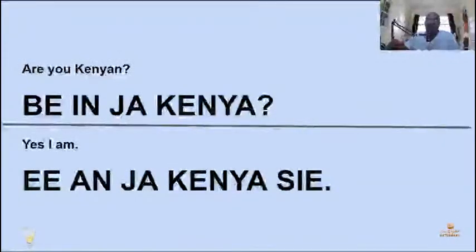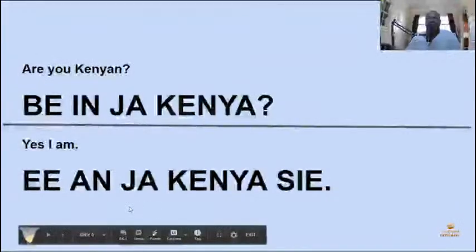Let's move on to Be in Ja Kenya. Are you Kenyan? Be in Ja Kenya. And then you say An Ja Kenya sie. If you're not from Kenya, maybe you're from Tanzania, then you'd ask Be in Ja Tanzania, and the answer would be An Ja Tanzania sie. That means I'm originally from Tanzania. So sie is just a way of saying I'm originally from that place. An Ja Kenya sie.